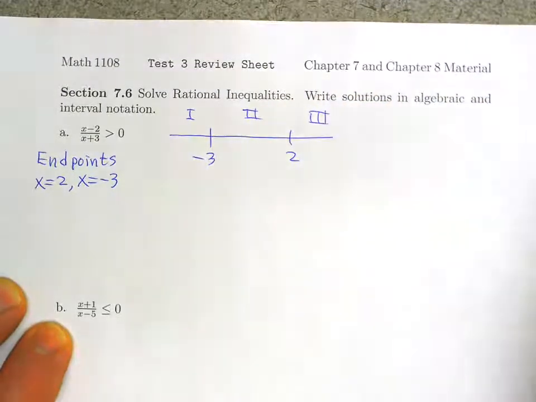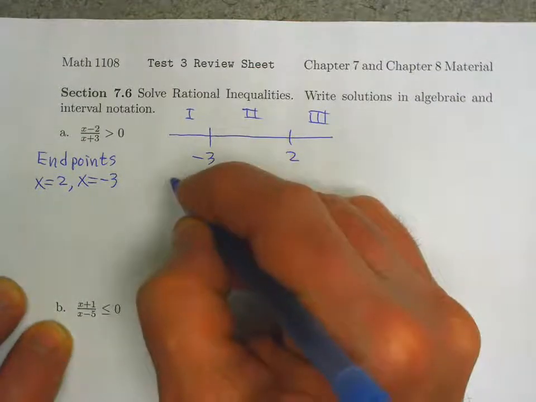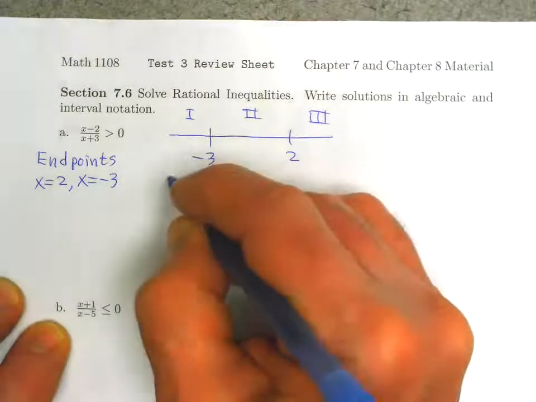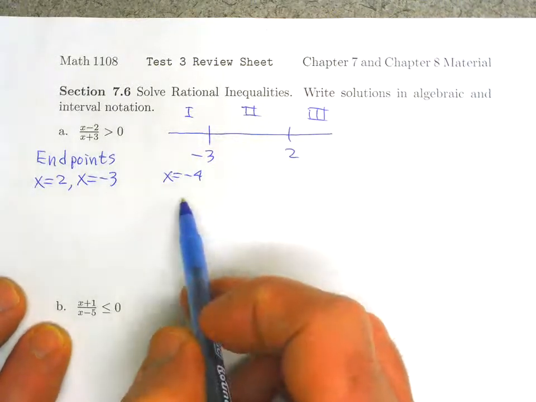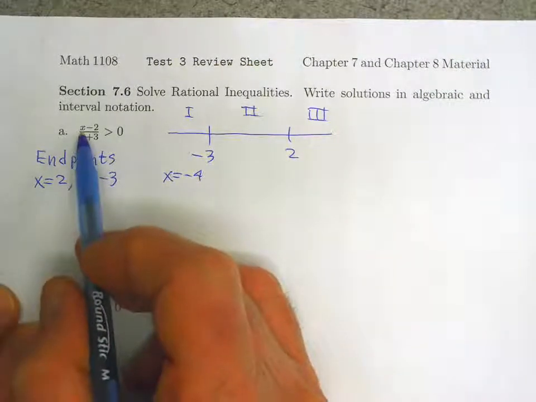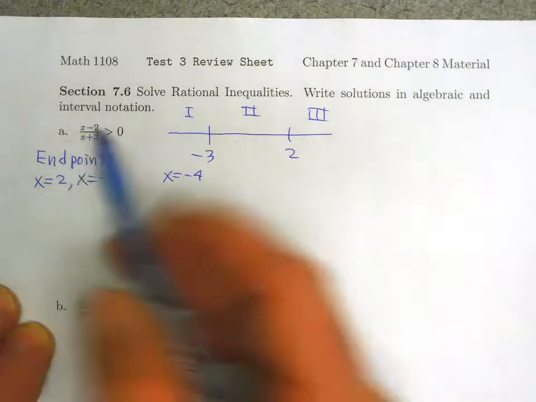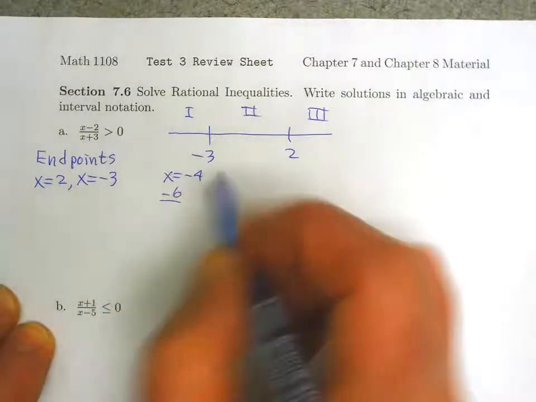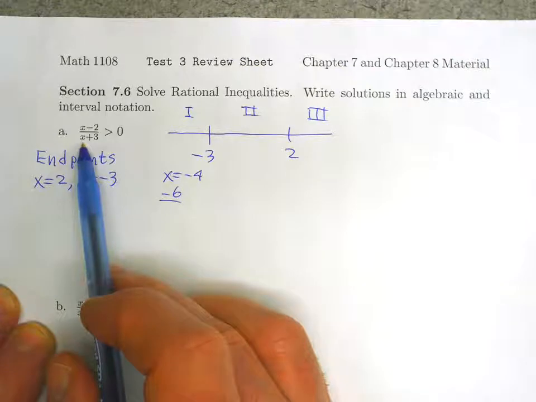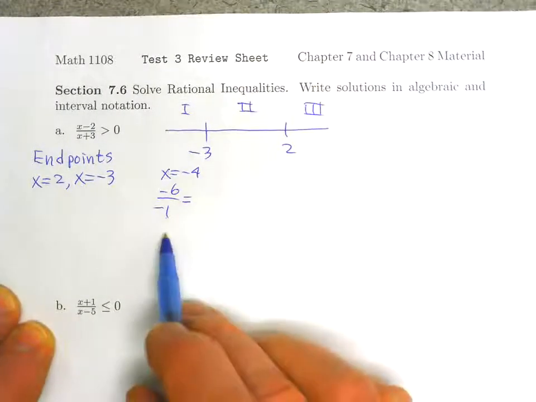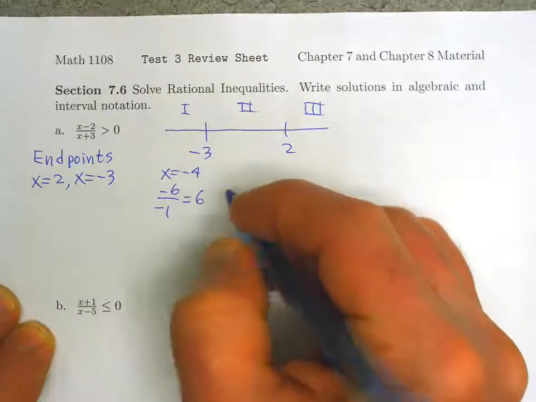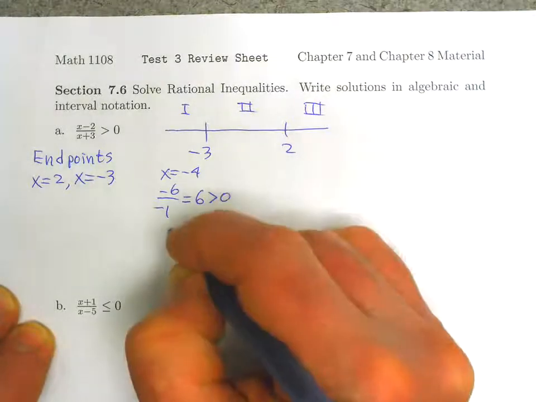And then we pick a test point from each interval. In the first interval, we can pick x to be negative 4. And then in the numerator, replace x with negative 4. Negative 4 minus 2 is negative 6. In the denominator, negative 4 plus 3 is negative 1. And negative 6 divided by negative 1 is positive 6. And 6 greater than 0 is true.